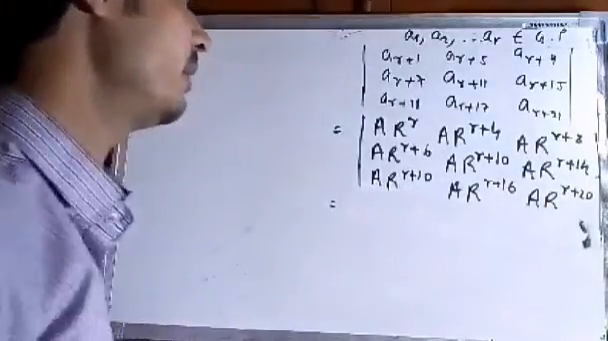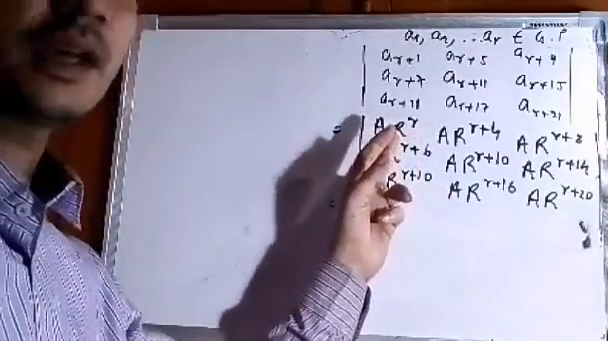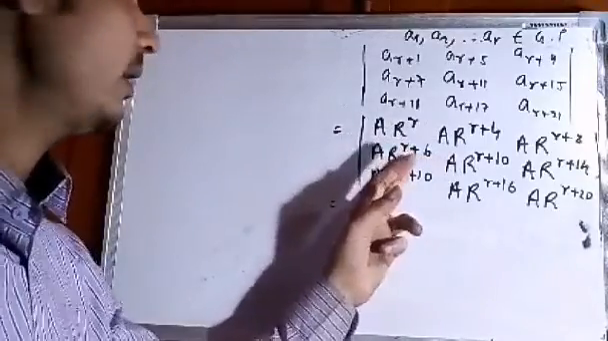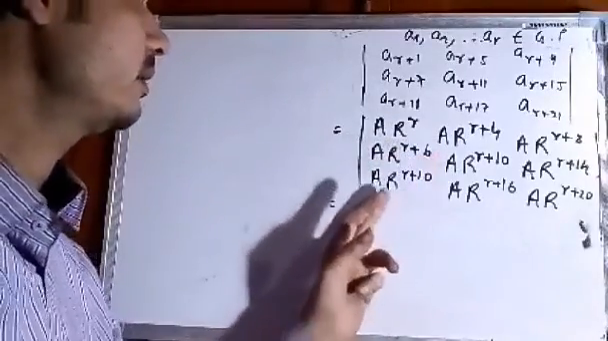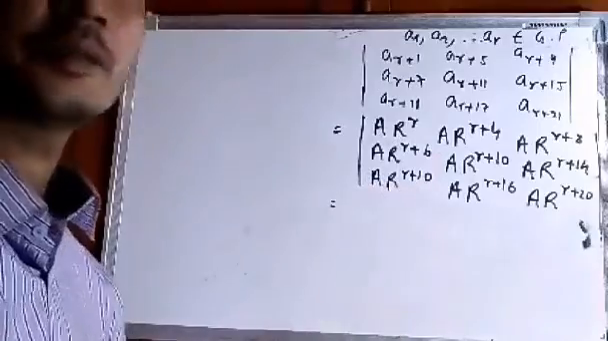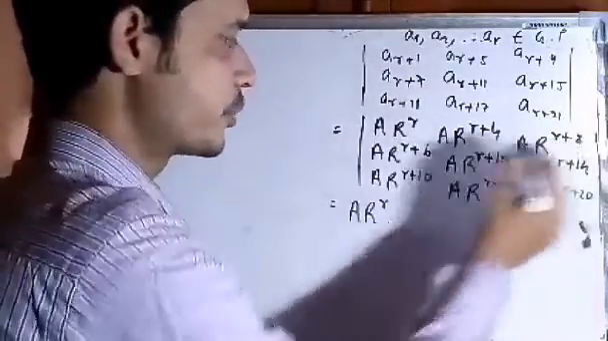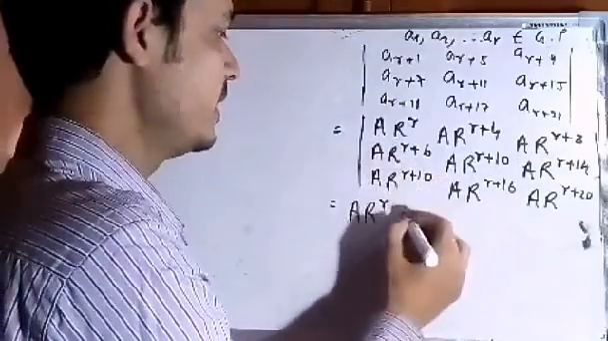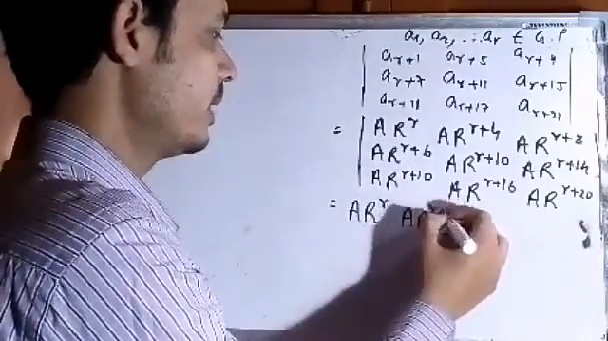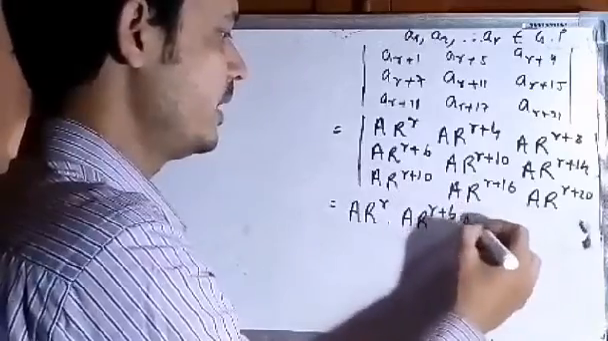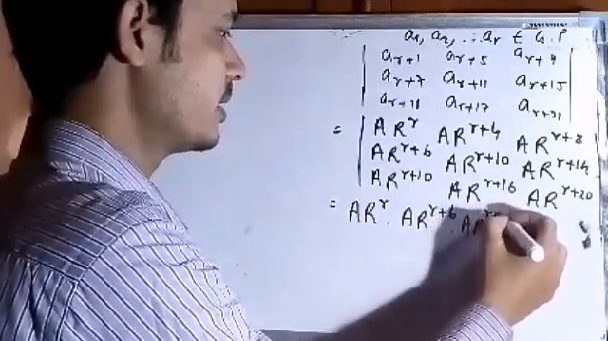Now we can see that the minimum power in the first row is capital A R to the power r, in the second row capital A R to the power r plus 6, and in the third row capital A R to the power r plus 10. So we take common capital A R to the power r from the first row, capital A R to the power r plus 6 from the second row, and capital A R to the power r plus 10 from the third row.